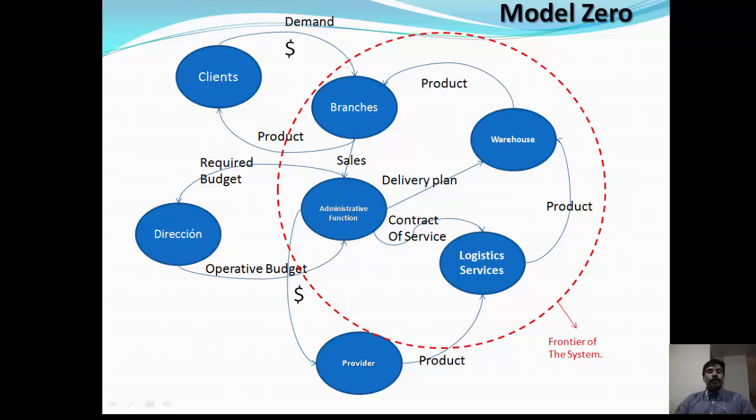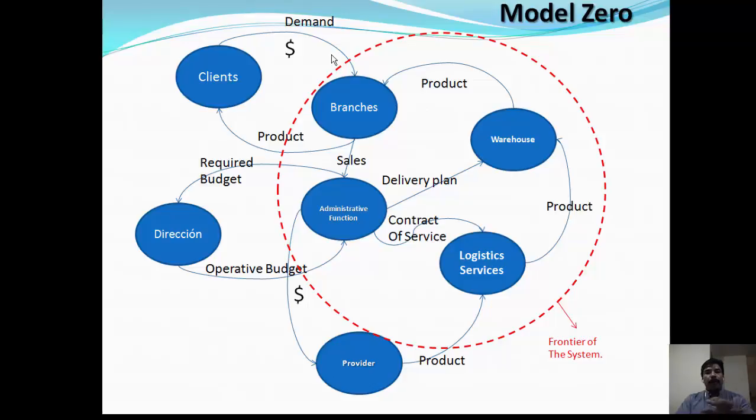We can also see in this Model 0 the frontier of the system, the red line that I'm showing you right now. This line indicates the frontier of our control. We can control our branches, our warehouse, our administrative function, our logistics services, but we cannot control our CEO, our clients, and our provider. But all three are very important to the Weltanschauung of this model or this system.